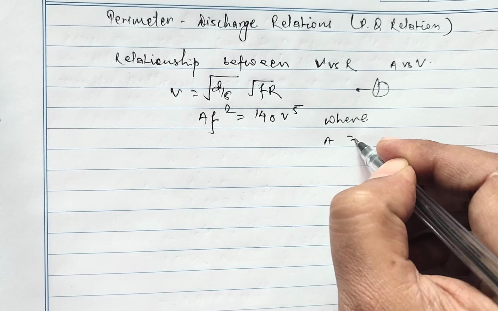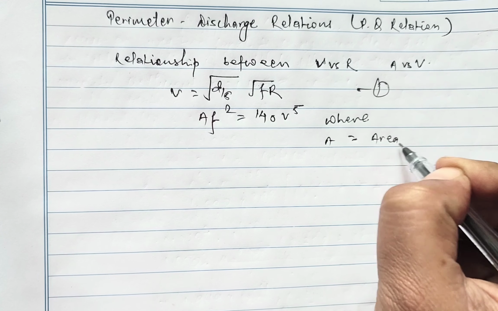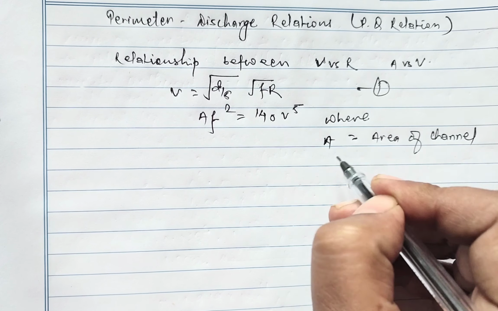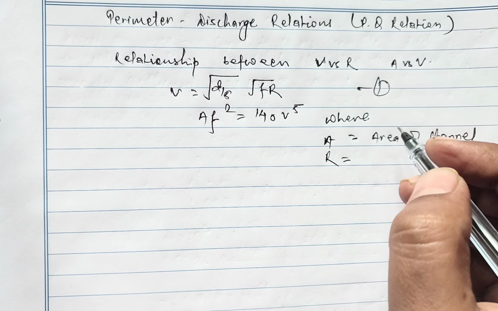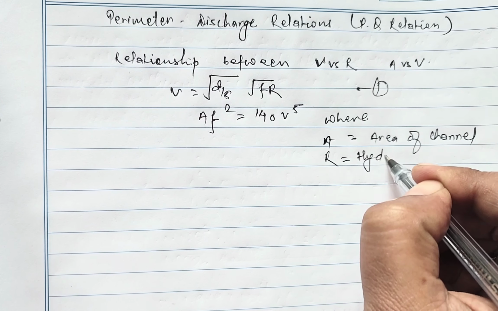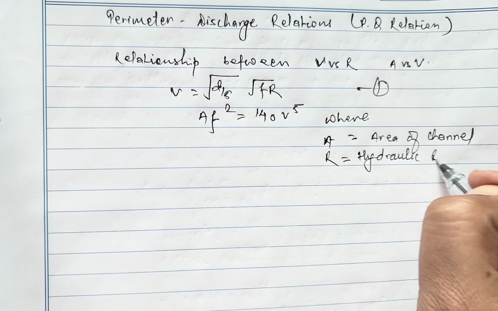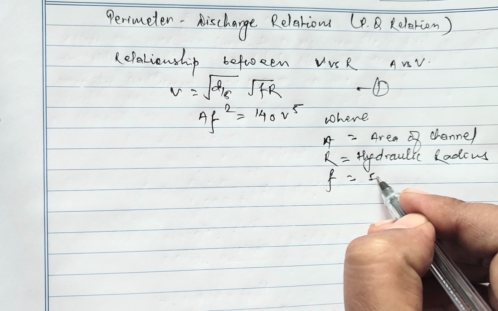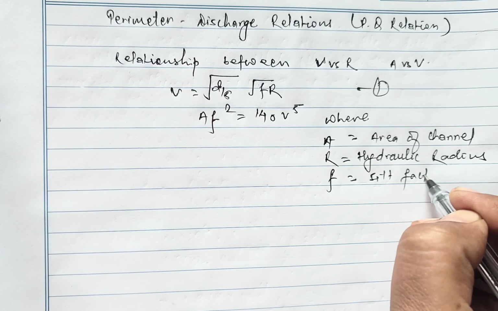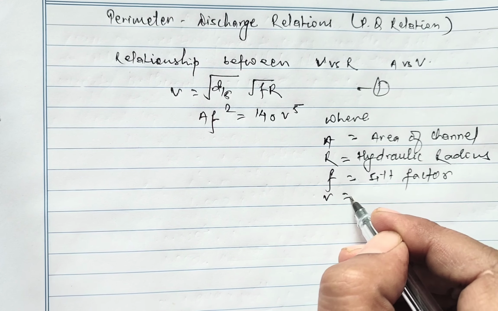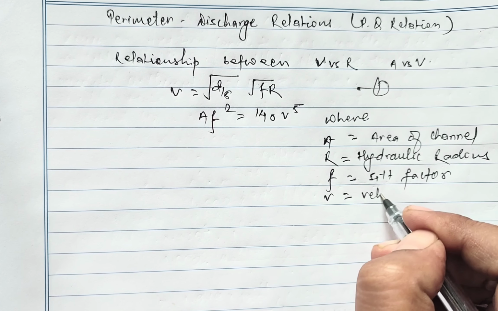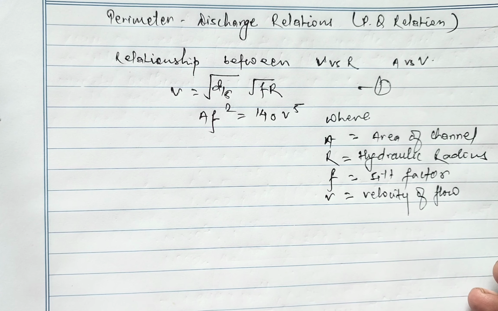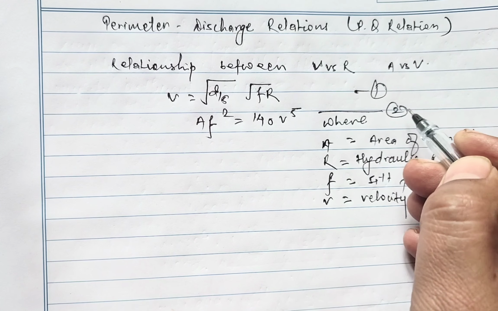A equals area of channel, R equals hydraulic radius, F equals silt factor, and V equals velocity of flow in channel. This is equation 2.